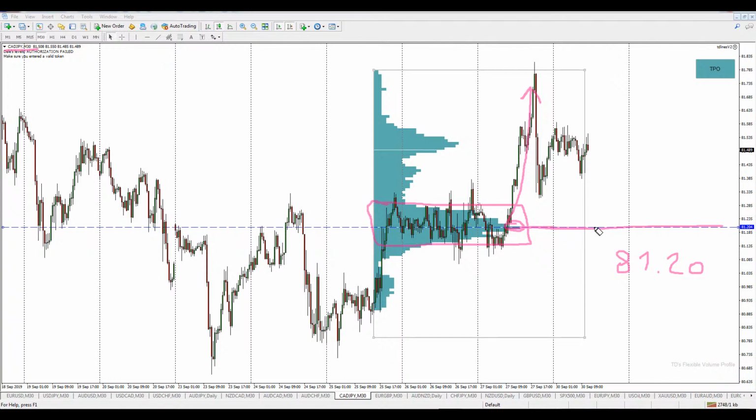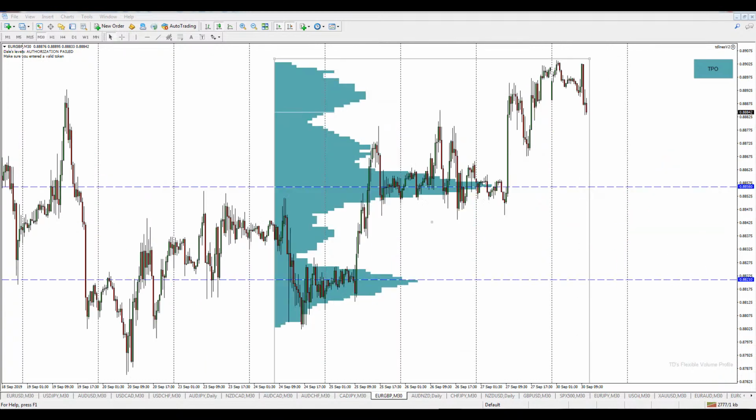This is where the point of control of this area is. Alright, so when the price makes a pullback to this level again, I think that those guys will become aggressive, they'll become active again, and they'll push the price upwards from this level again.